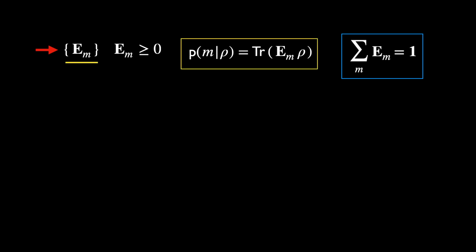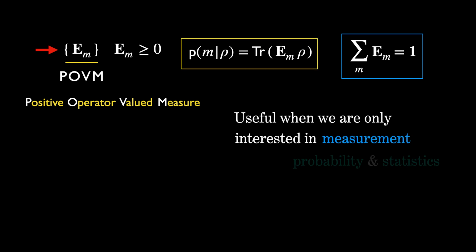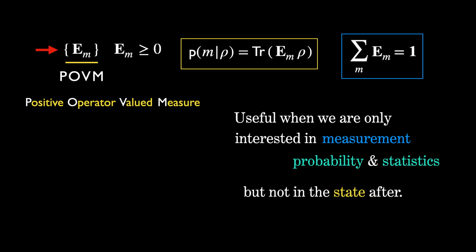Such a set of positive operators is what is known as a POVM, which stands for Positive Operator Valued Measure. It provides us with a measure for probabilities. This is useful when we are only interested in measurement probability and statistics, but not in the state of the system after measurement.